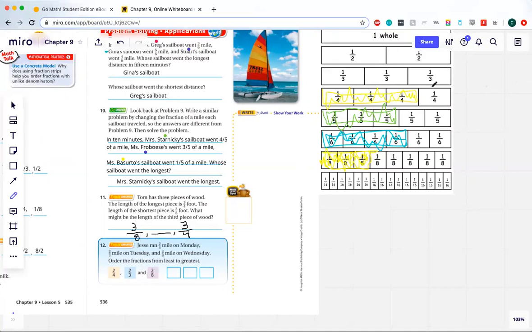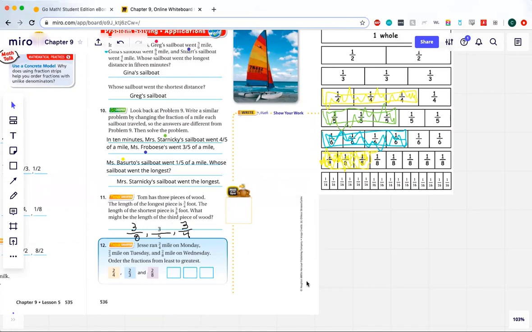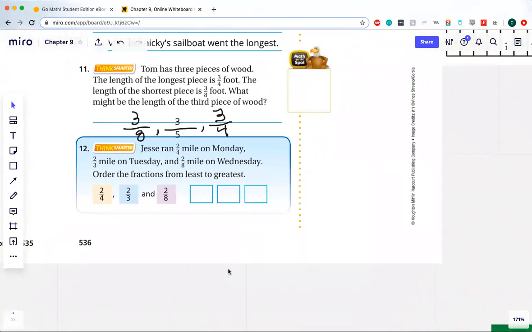So either one of those numbers could work. As long as you don't go farther than our longest piece or make it shorter than our shortest piece, you could be fine with any of those numbers. So I'm going to do the one with 3 just because it keeps it consistent. So I'm going to do 3/5. And that's going to be the length of the piece of wood that is in between those two numbers, okay?